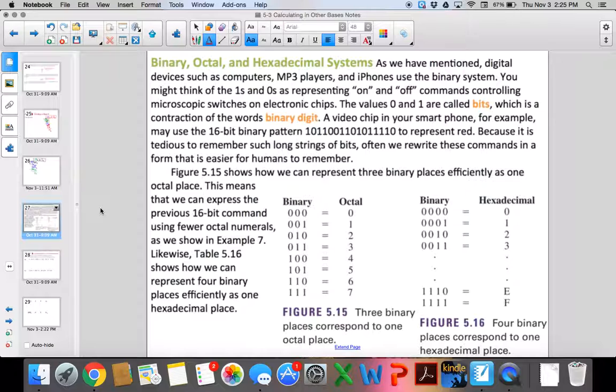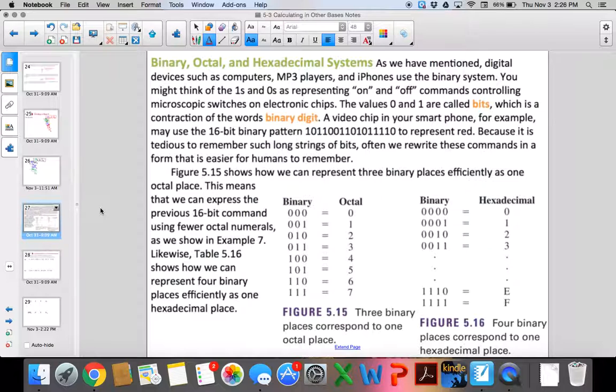A video chip in your smartphone, for example, may use the 16-bit binary pattern 1011001101101110 to represent red. But because it is tedious to remember such long strings of bits, often we rewrite these commands in a form that is easier for humans to remember.